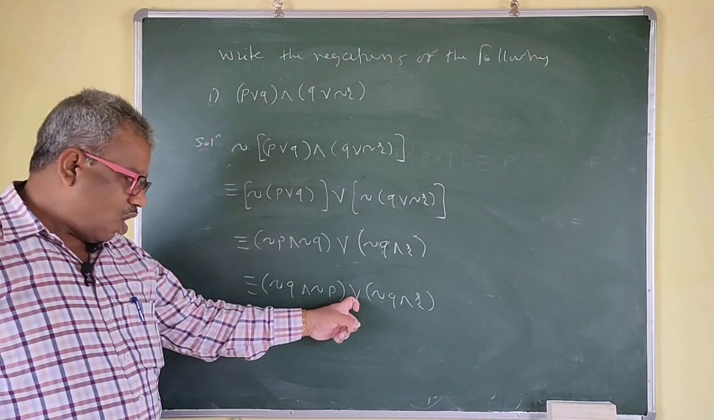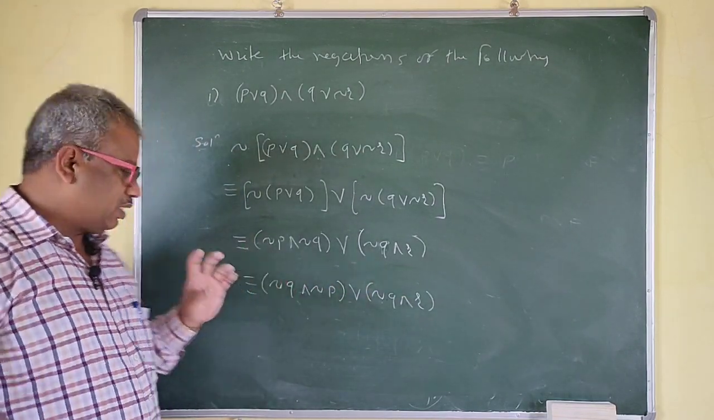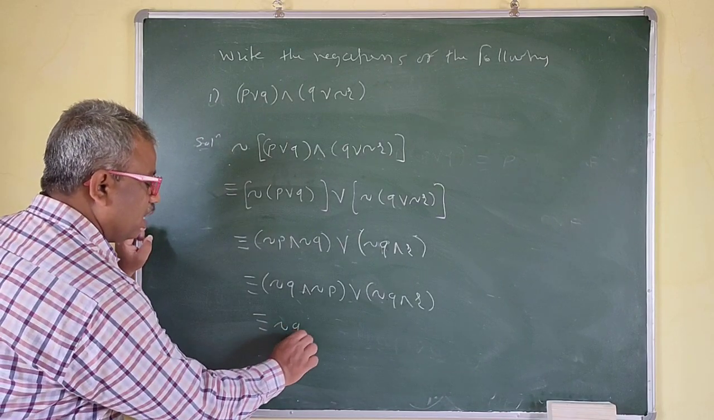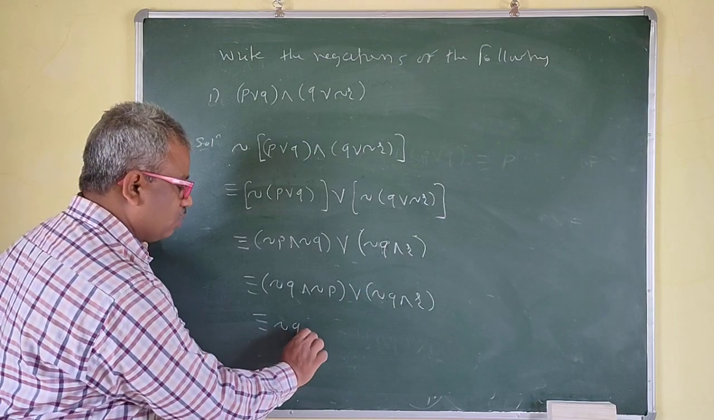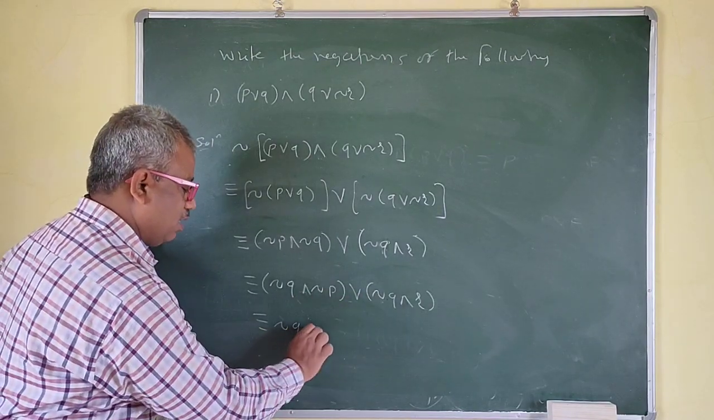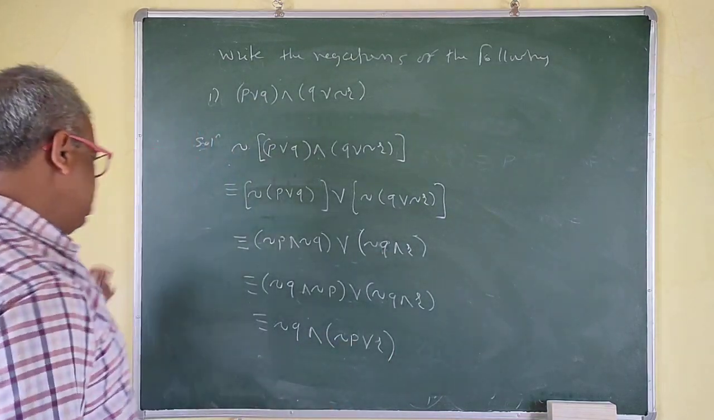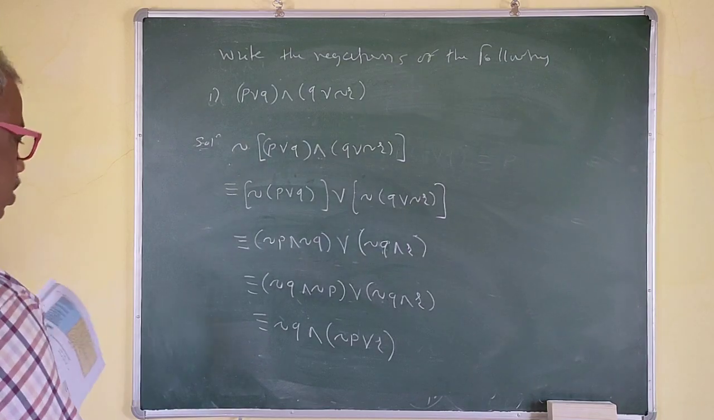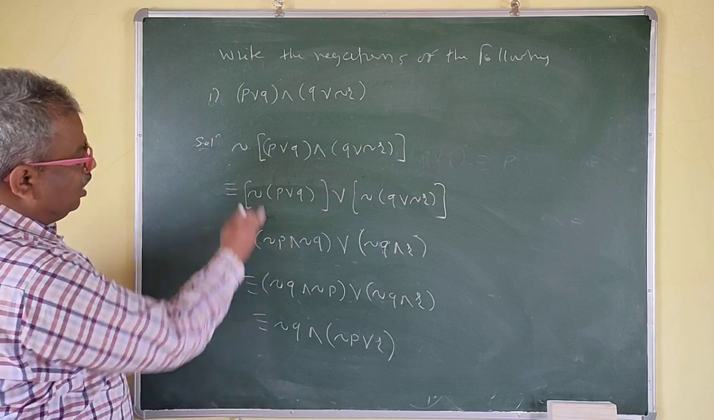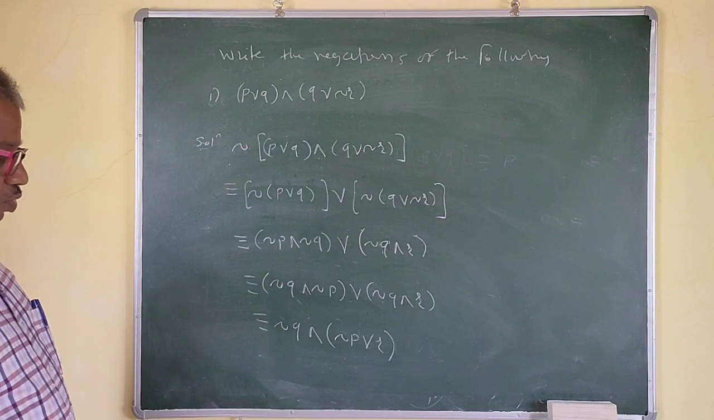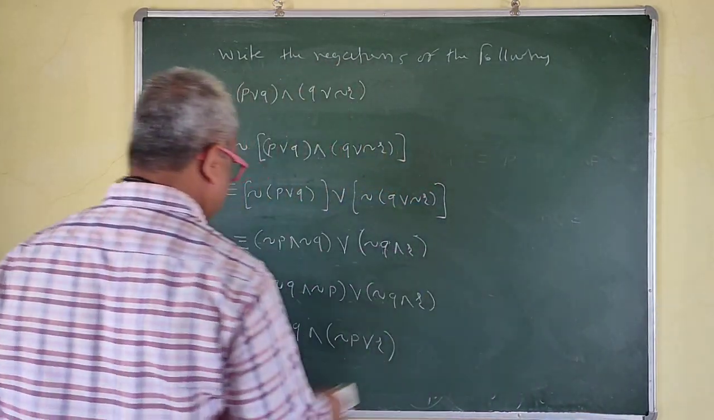Now see, both are AND here, and this negation Q is the same in both. So you may write negation Q, and, negation P or R. So this is your required answer. This is logically equivalent to the original, without using the truth table, we did this. Do you understand this one?